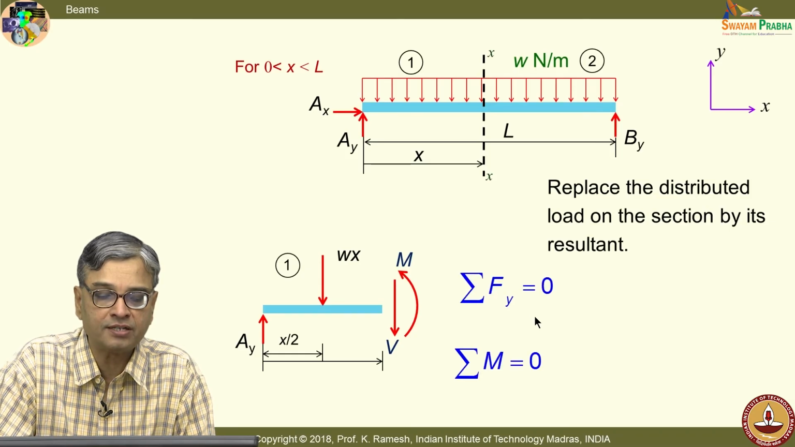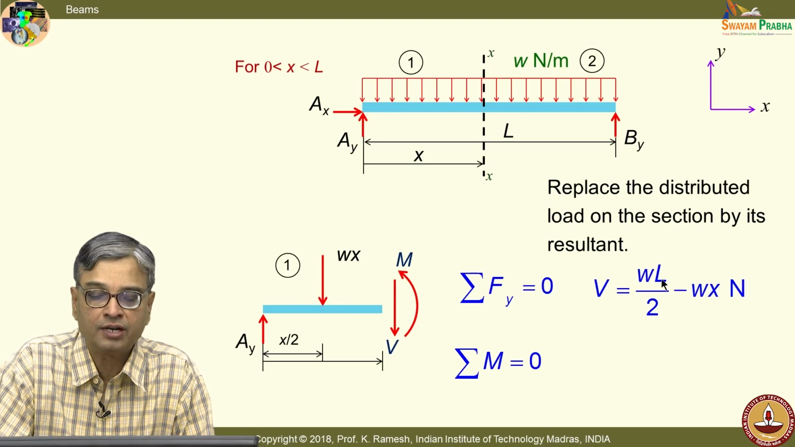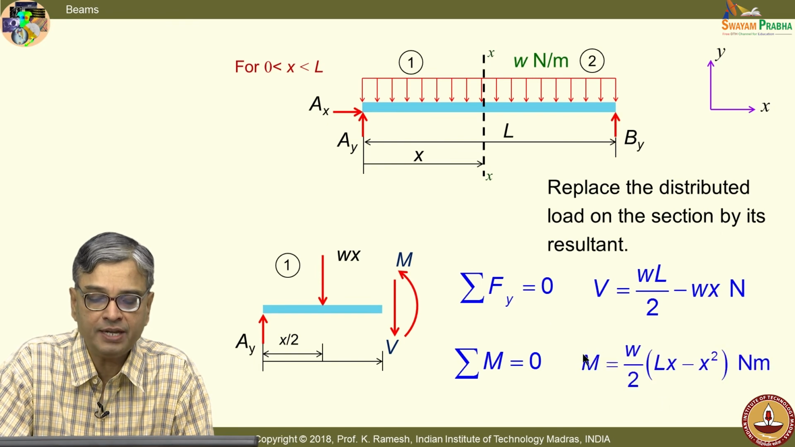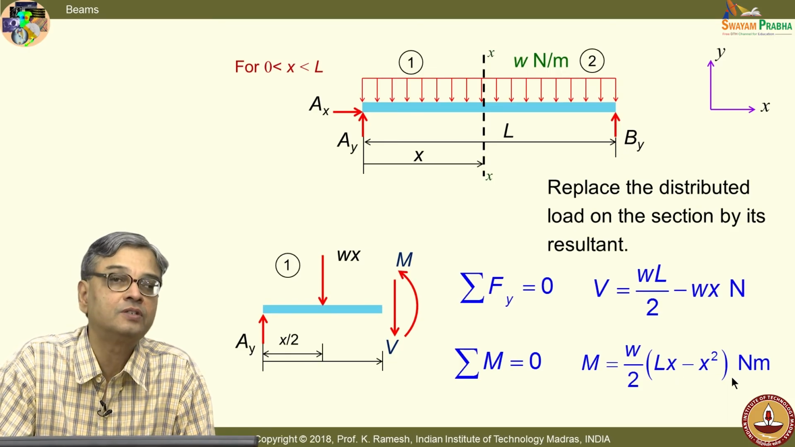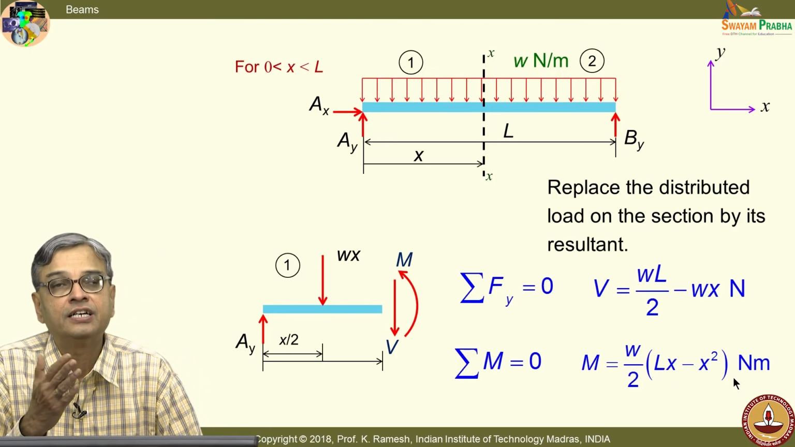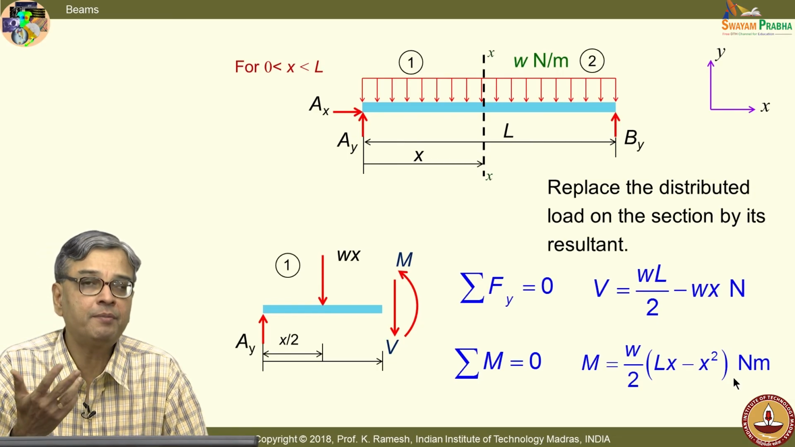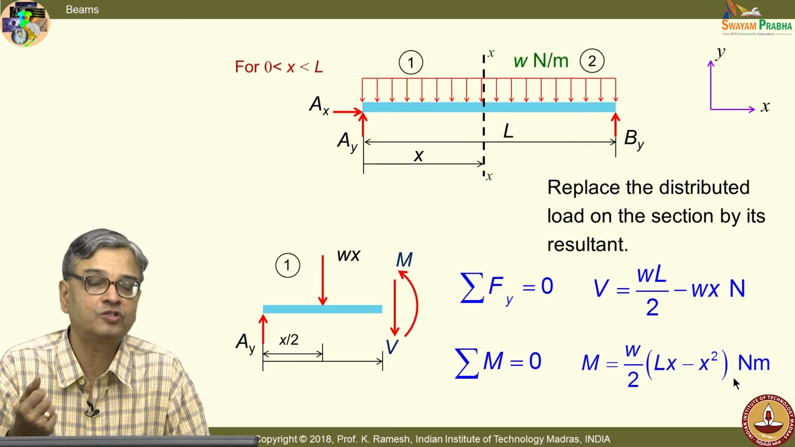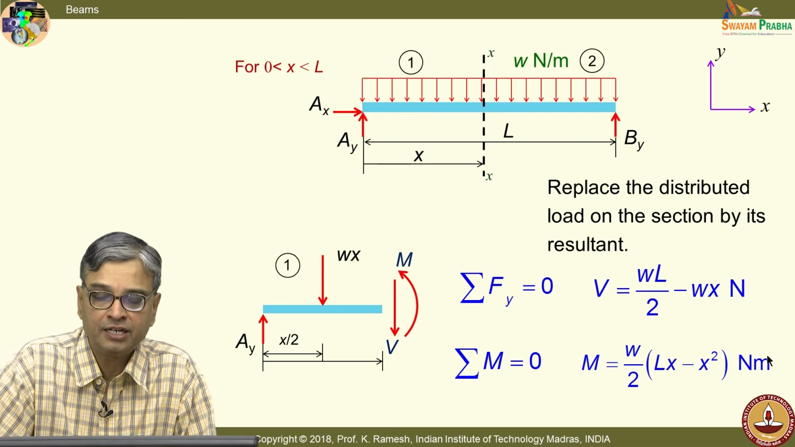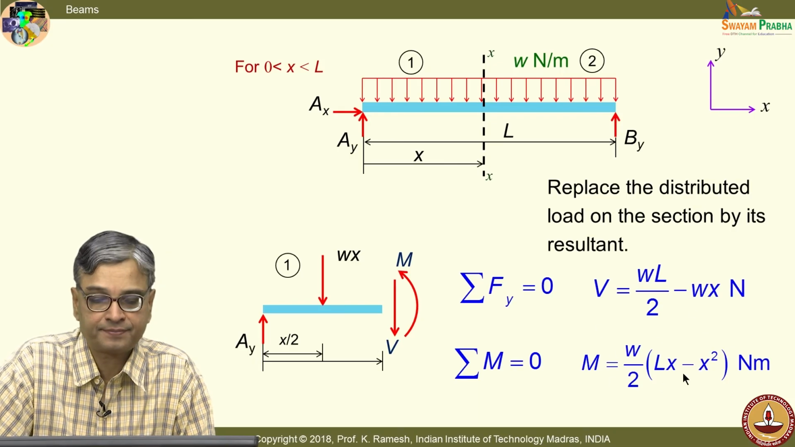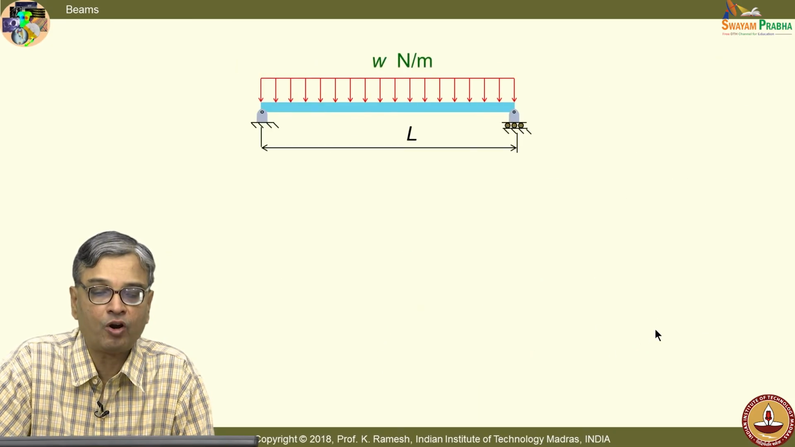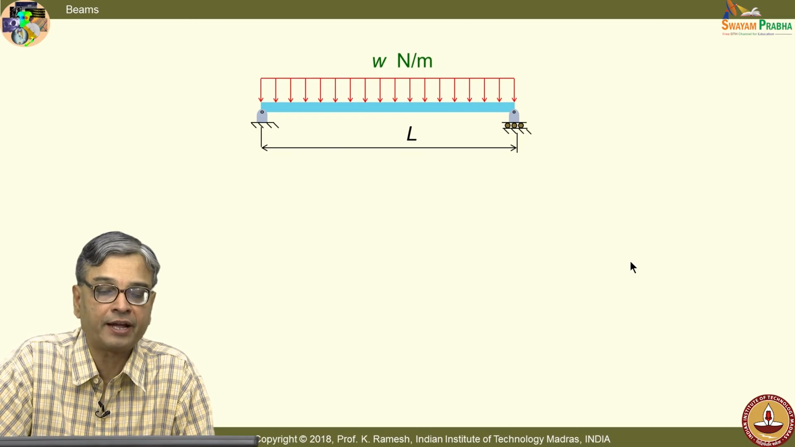And when I do this, equilibrium condition, sigma Fy equal to 0 gives me V equal to WL by 2 minus Wx, and sigma M equal to 0 gives me M equal to W by 2 times (Lx minus x squared). So, you could see here shear force is a linear variation, and bending moment I get a second degree curve. So, there is some kind of interdependence between shear force and bending moment. And let me go and plot the shear force and bending moment diagram.